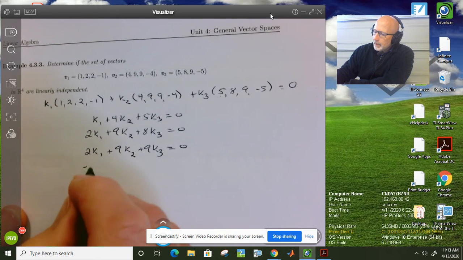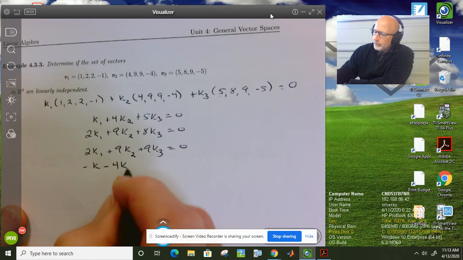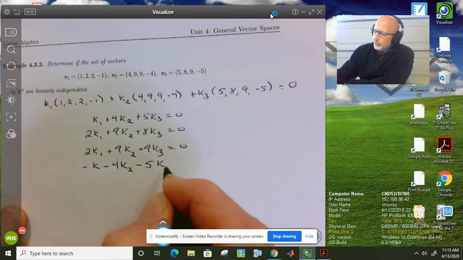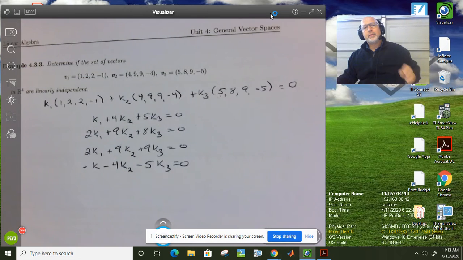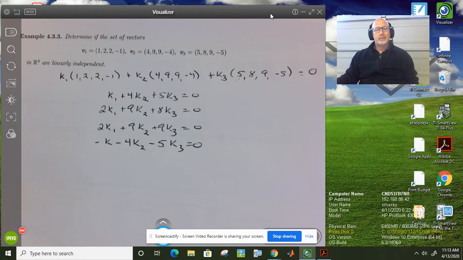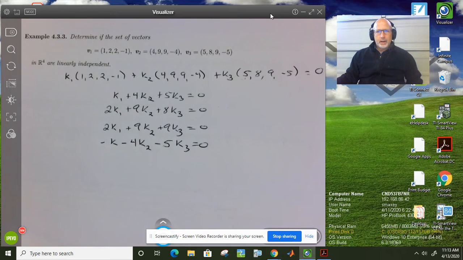And the last one would be negative k1 minus 4k2 minus 5k3 is equal to 0. And then I have to figure out a way to solve this system of equations. Now, if you look at it carefully, it's different because there are 4 rows and 3 columns. So it's not an n by n matrix, it's a 4 by 3 matrix, and it's a lot easier if it would be a square matrix.